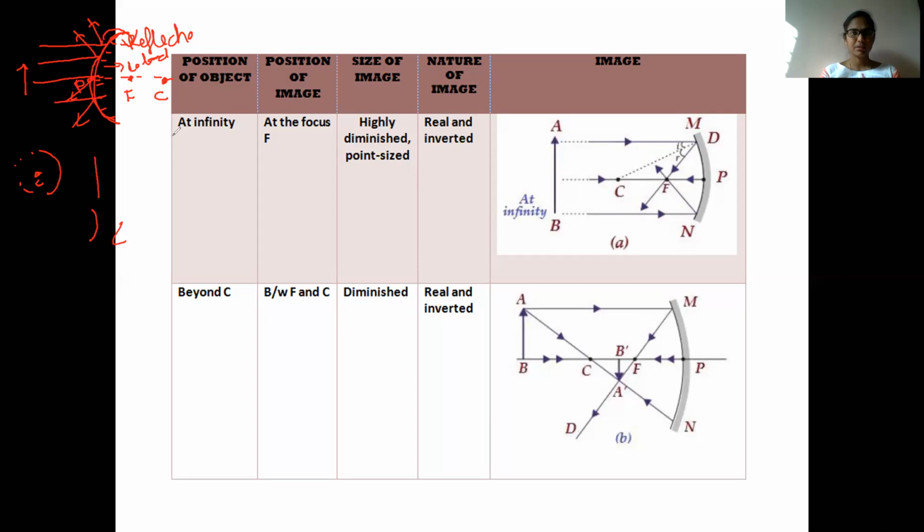Yeah, these are the figures of concave mirror. We need to understand convex mirror, right? Just the next image.